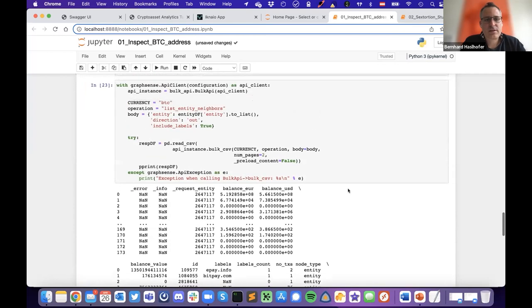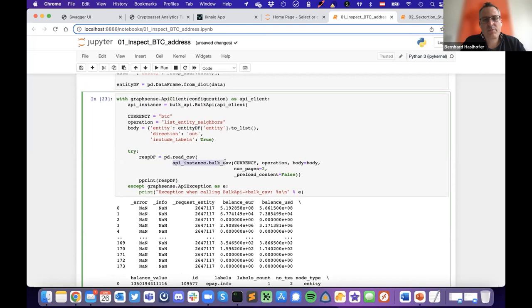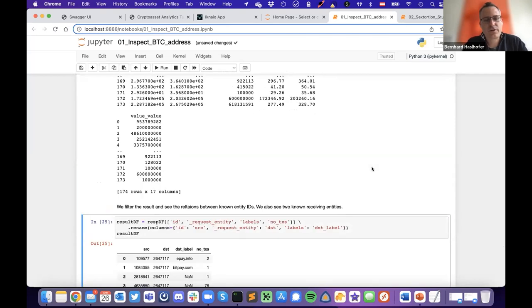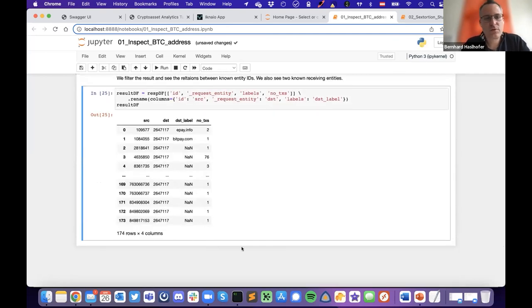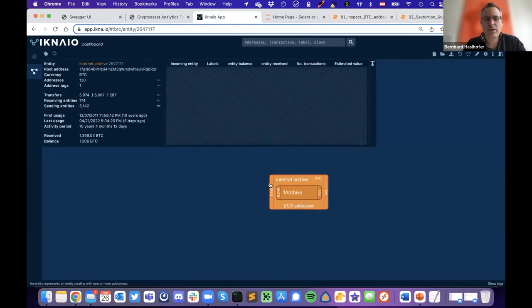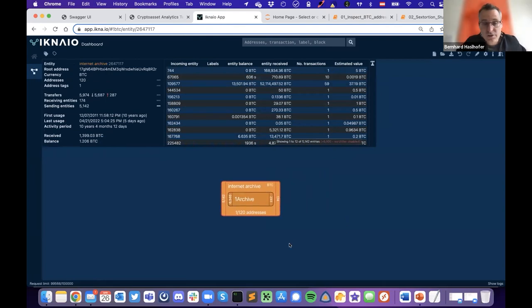And for this reason, CryptoAsset offers the so-called bulk API interface, which can easily be converted into data frames on the client side. And then you can continue working with data frames and do whatever you want to do. So this was a very simple example of how to gather the information you also see on the dashboard. In the example, I did it just for a single address, but you can obviously imagine that you can also do it for a larger number of addresses, which we will do in the second example.